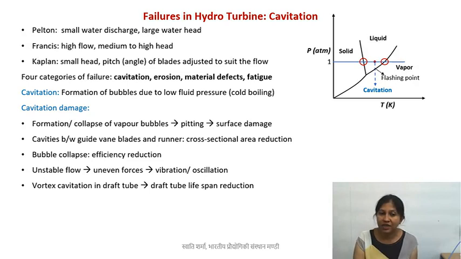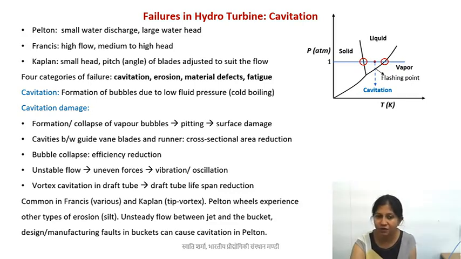Okay, vortex cavitation in the draft tube. You know that a Francis turbine, for example, has a draft tube, the one from where the water comes out. When there are these vortex cavitations in the draft tube, that can damage the tube, not just the turbine blades, and they can reduce the overall lifespan of the draft tube.